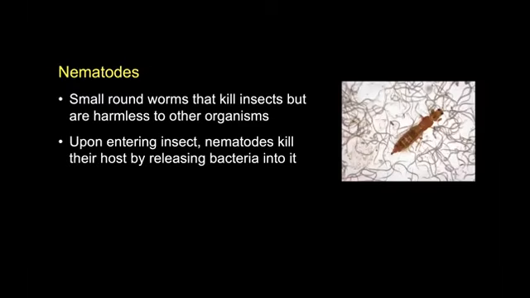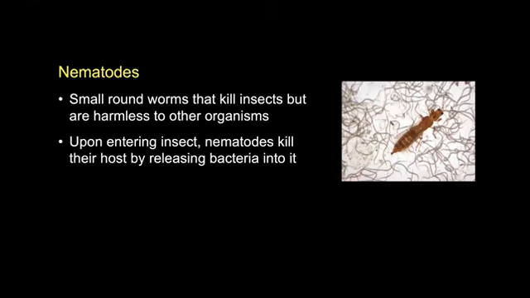Last one is the biopesticides based on nematodes. Nematodes are nothing but small round worms that can kill insects, but they are harmless to other organisms. Nematodes are mainly present in the soil, so they control the pests which live in the soil, like fungus gnats or weevils or beetles.